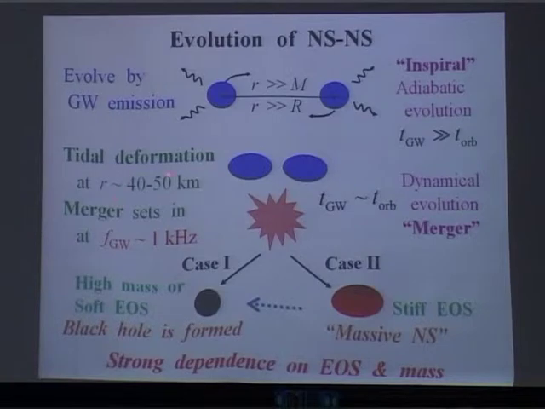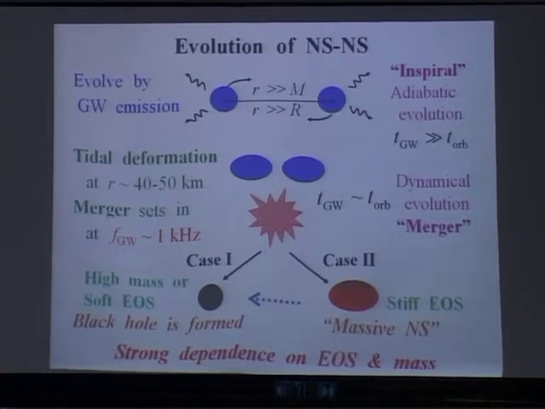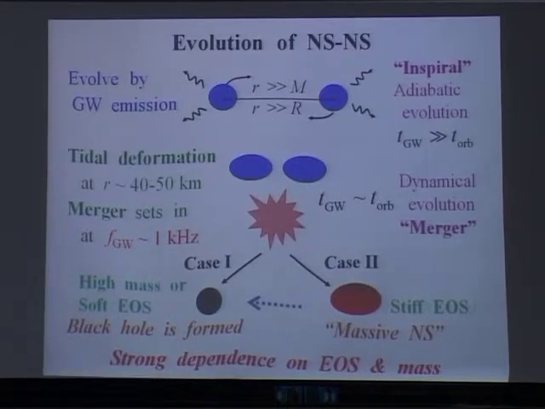And then soon after this phase, the merger sets in, and at the merger, the approximate value of the frequency is about 1 kilohertz. So this is just within the detection band of Advanced LIGO, Advanced Virgo, and KAGRA. And what is interesting in this merger scenario is that there are two possibilities. One is that a black hole is simply formed just after the merger. This happens if the total mass of the neutron stars is very large, much larger than the maximum mass of a neutron star. A black hole should be formed soon after the merger.